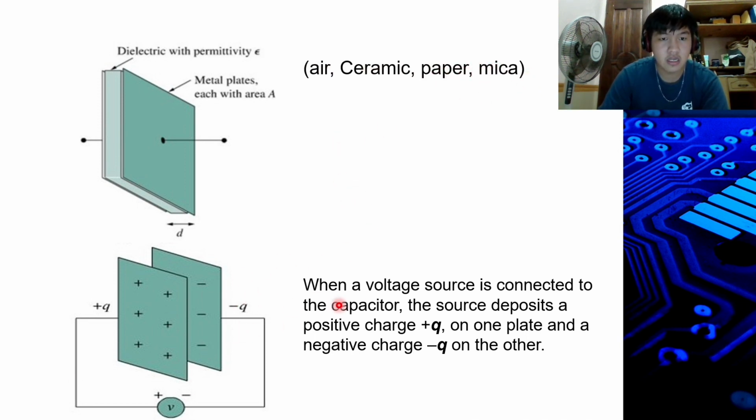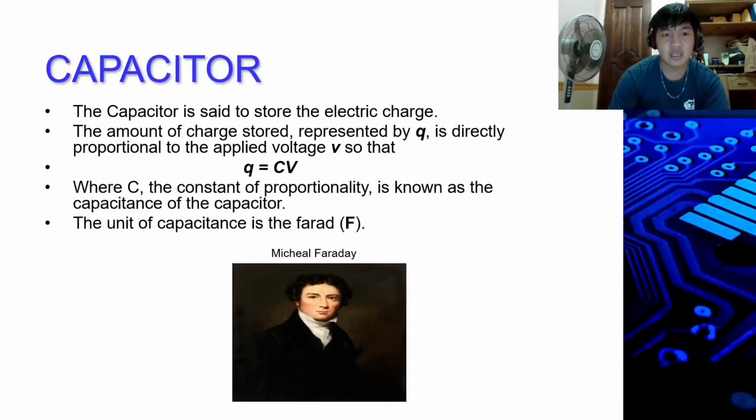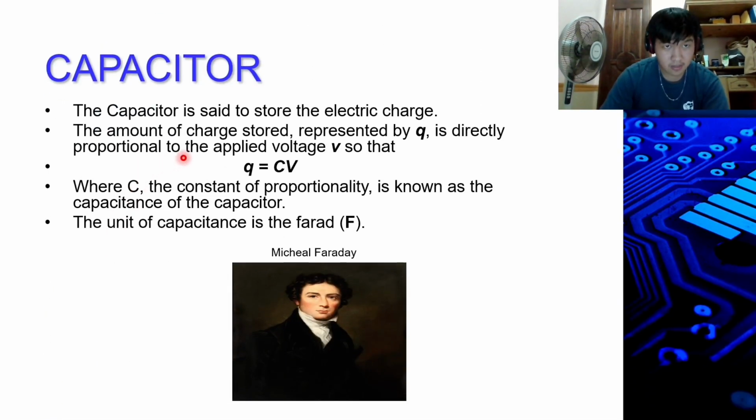Okay, so when a voltage source is connected to a capacitor, the source deposits a positive charge on one plate and a negative charge on the other. Here, the voltage source supplies positive on the left and negative on the right. The capacitor is said to store the electric charge.